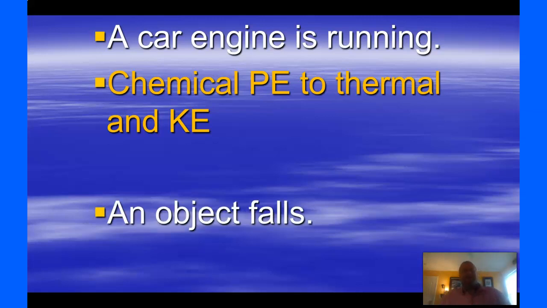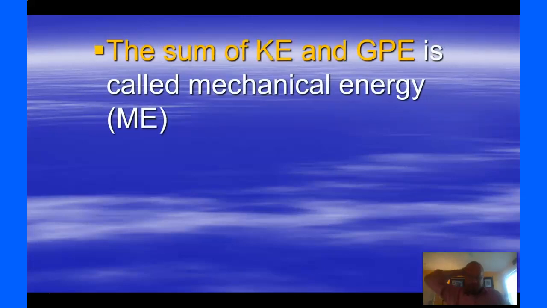An object falls. I started off today's little video with this. If an object is falling, you have gravitational potential energy changing into kinetic energy. Okie dokie. Are you ready? There's this thing called mechanical energy. It's on your notes above the word projectiles. And there's a definition. The sum of kinetic energy and gravitational potential energy is called mechanical energy.